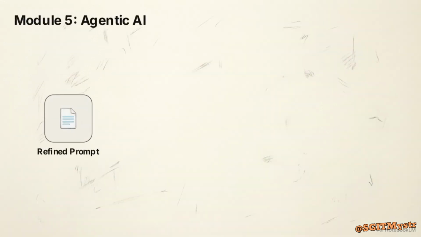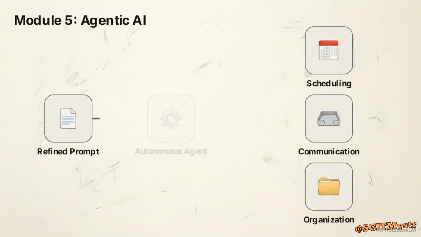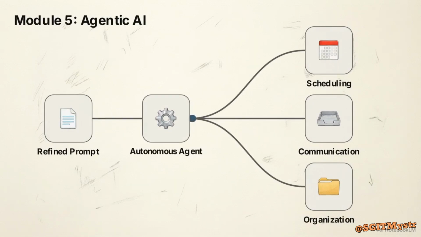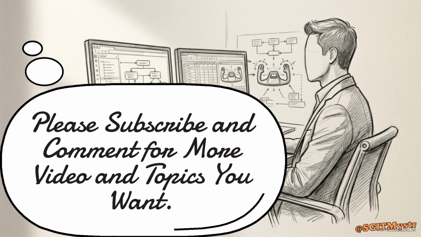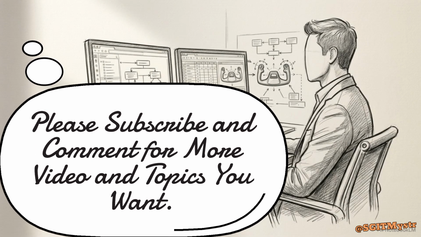Mastering this manual phase is the prerequisite for Module 5, where we will begin building autonomous agents to handle these tasks for you. Developing a disciplined approach to how you interact with AI today is the mandatory foundation for thriving in an automated environment.